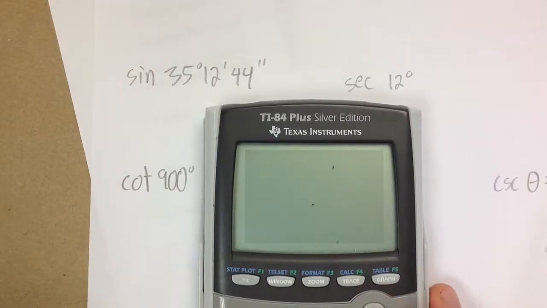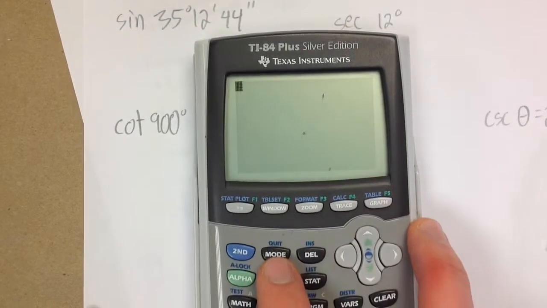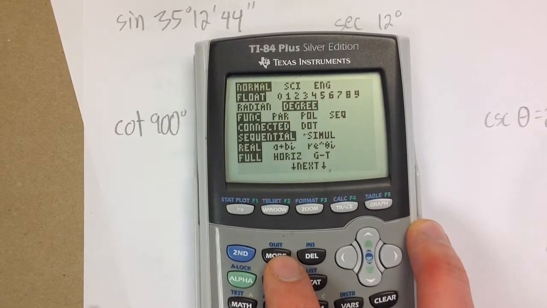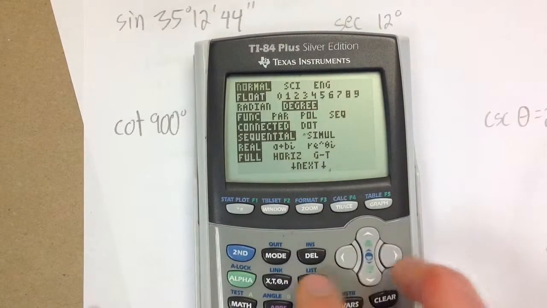So to find the sine of 35 degrees, 12 minutes, 44 seconds, first we'll make sure we're in degree mode. But if you already set it in degree mode yesterday, then your calculator should still be in degree mode. The only reason it would change is if you reset the calculator, or if the batteries died, or if somebody borrowed your calculator and changed it, but it shouldn't just be changing on its own. So I am in degree mode, sweet.